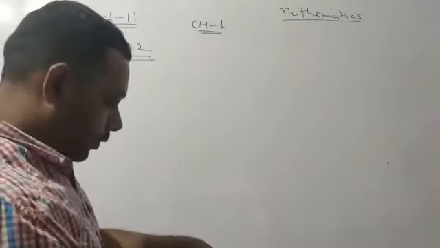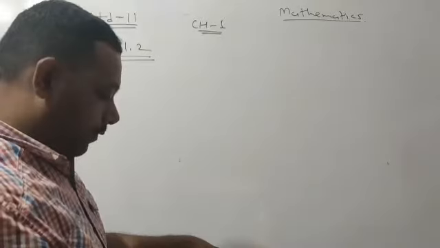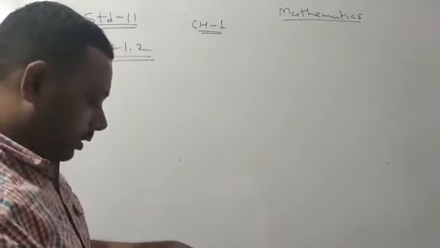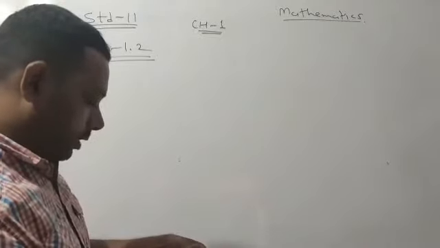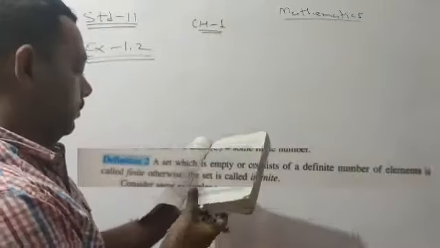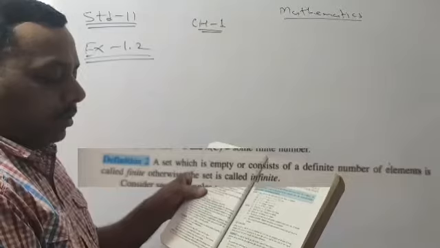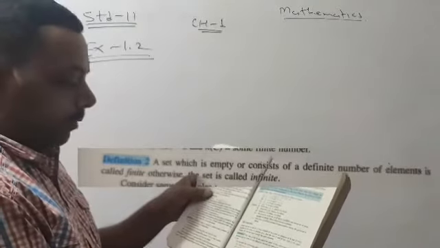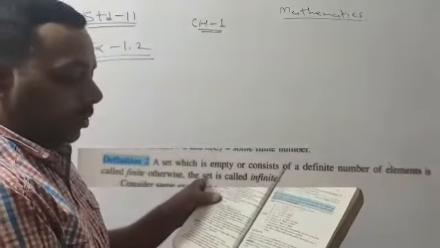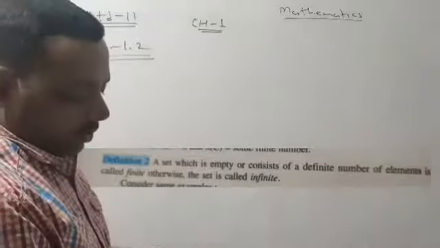See, question number 2: which of the following sets are finite or infinite? Okay. See, in your textbook, the definition is given on page number 6. The definition is like this: a set which is empty or consists of a finite number of elements is called finite, otherwise the set is called infinite. On the basis of that, we will decide our answer.